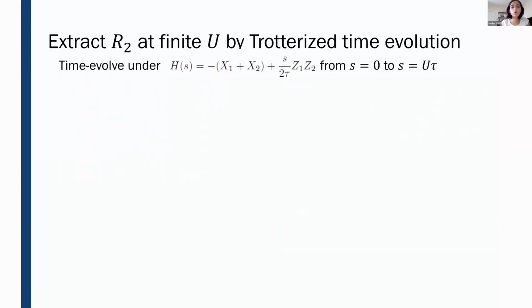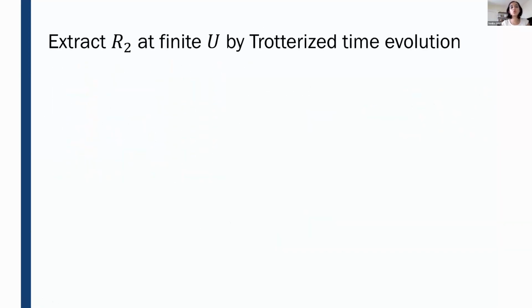And so what are we going to do now? We want to measure the Renyi entropy at some point in the phase diagram, which is characterized by U. So we want to extract the Renyi entropy at some point in the phase diagram.